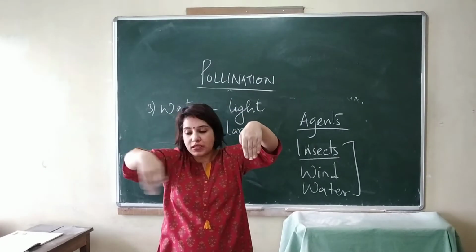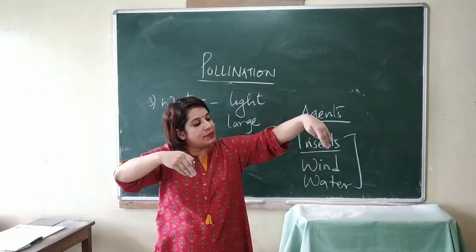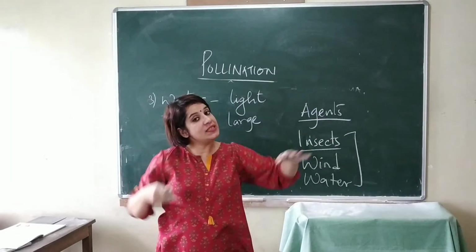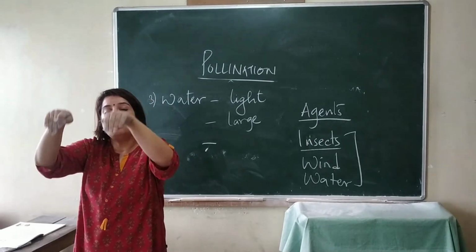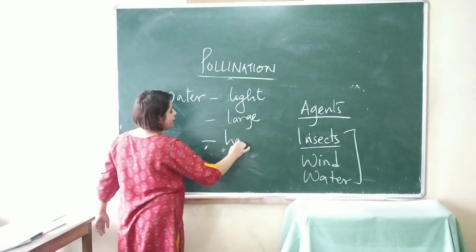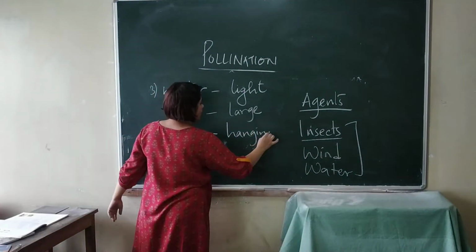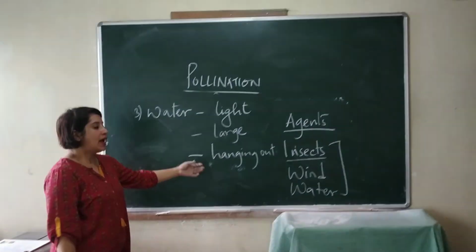So that when the water is flowing, it can easily carry off the pollen grains and easily transfer it to the stigma. So the anther and the stigma should be popping out from the flower, or it should be hanging out from the flower. The stigma and the anther should be hanging out.